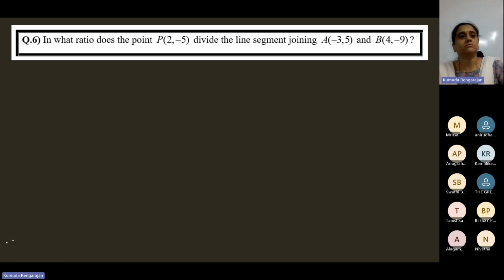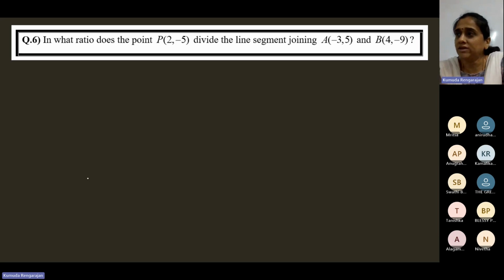Now, the other applications of the section formula. Please listen to me. In what ratio does this point P divide the line segment joining A and B? Normally we use a section formula to find the coordinates of the point of division. Here we use it to find the coordinates of P, but the coordinates of P are given to you. The ratio is not given. You should find the ratio.